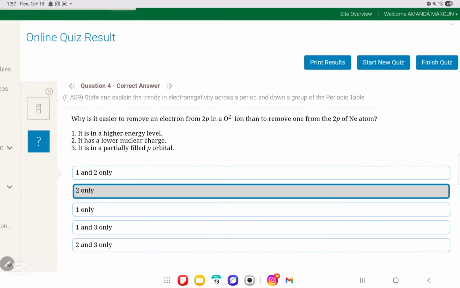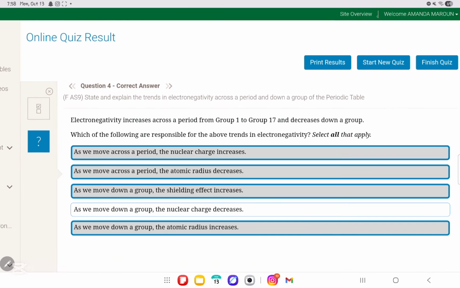What does it say in question number 4? Electronegativity increases across a period from group 1 to group 17 and decreases down a group. Why is that? We know that as we go across a period, the atomic radius decreases. Why does the atomic radius decrease? Because the nuclear charge increases while the shielding effect and the energy level are the same.